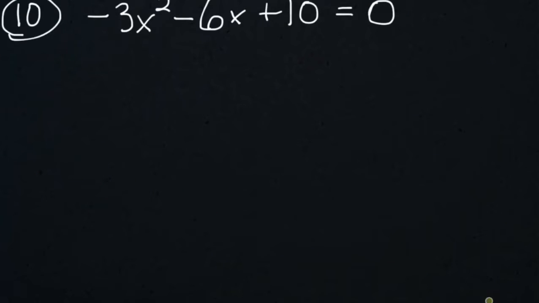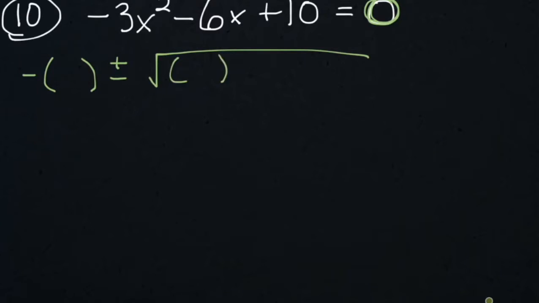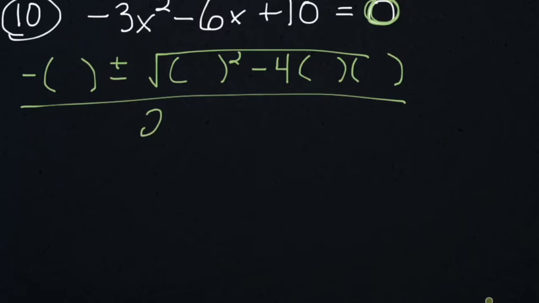Number 10. Is my quadratic equal to 0? Yes. Label A, B, and C. A is negative 3. B is negative 6. C is 10. Okay. Write out the formula. Negative B plus or minus square root of b squared minus 4ac, all divided by 2a.